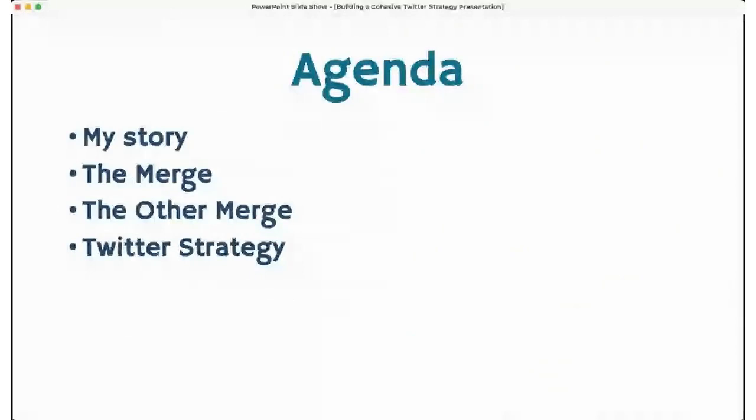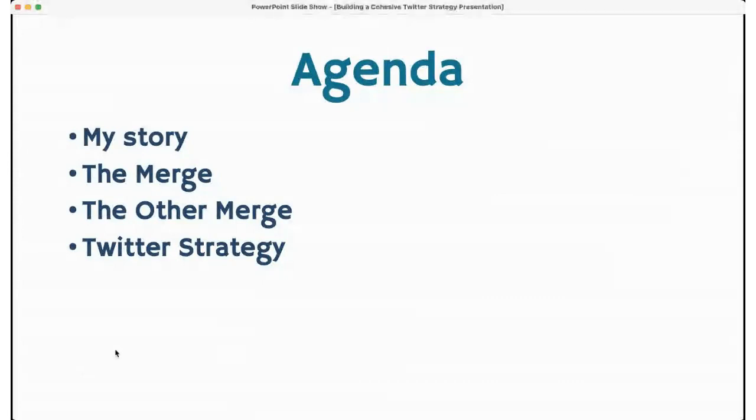I want to first give an agenda of the things that we'll be talking about today. The name of this presentation is how to build a cohesive university strategy for Twitter. However, this presentation is not entirely cohesive on its own. It does start with a little bit of my story and where I came from in my position. And then it talks about the merge of departments, and then the other merge of the Twitter accounts. And then I get into the strategy at the end. So that's where we're starting today.